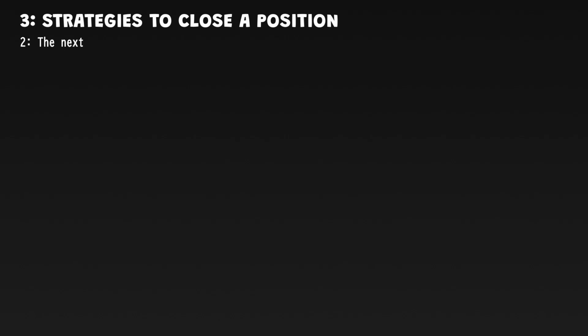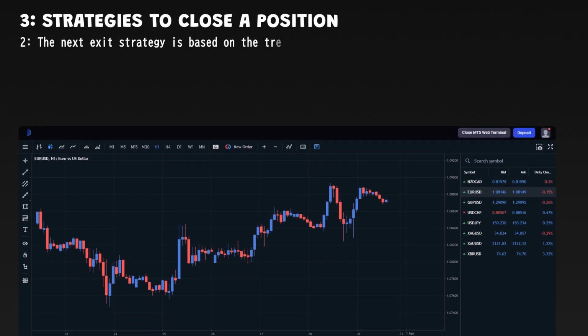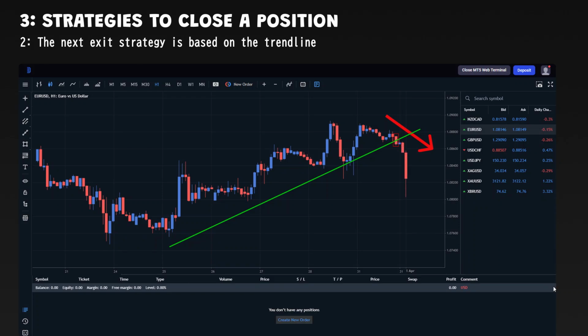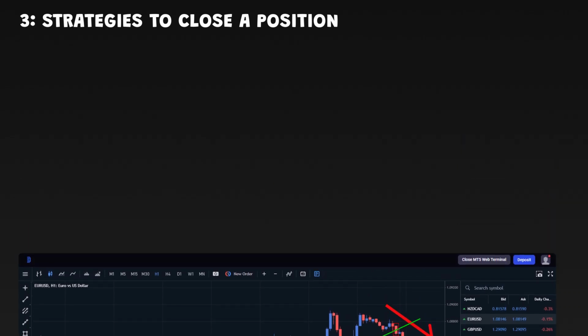2. The next exit strategy is based on the trend line. We have already demonstrated a swing strategy in our previous video. If you use it, then you can close a trade when the price moves in the opposite direction and breaks through the trend line. In this example, if you buy along the trend line, you can wait until the price breaks below the ascending trend line and then close a trade.